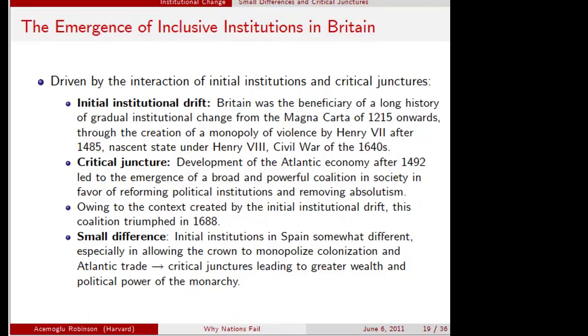So a new class of economically powerful people emerged, people whose wealth was based on commerce rather than land. People who desperately needed secure property rights, reliable contract laws, and protection from arbitrary royal seizure of their goods and ships.